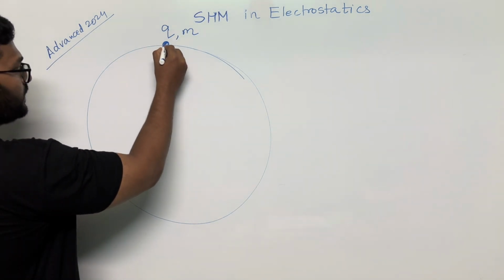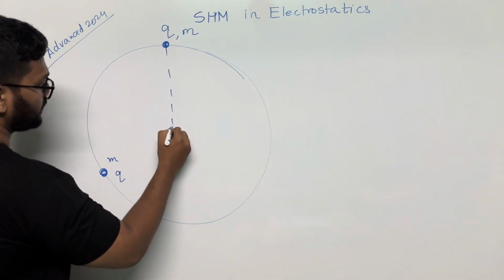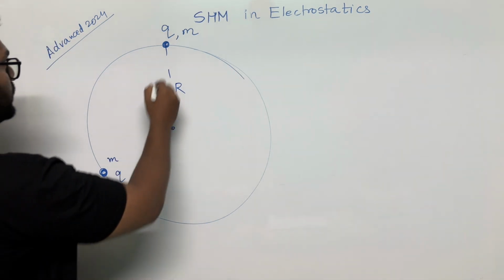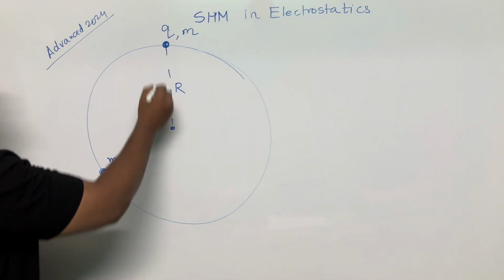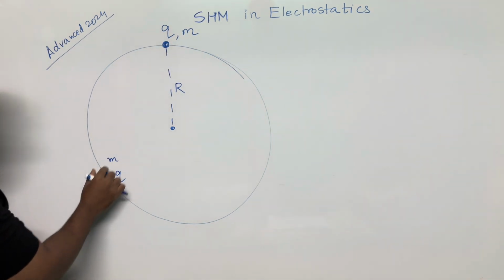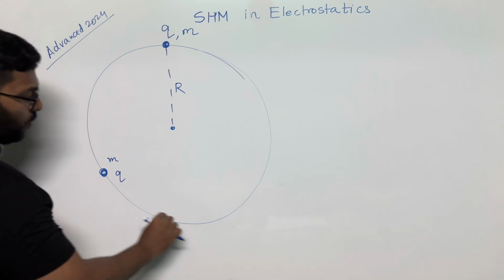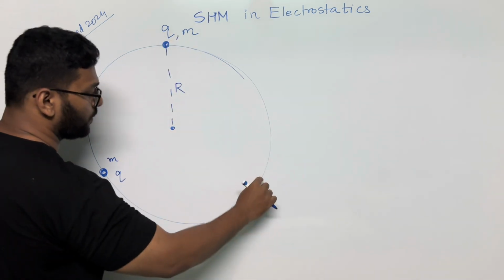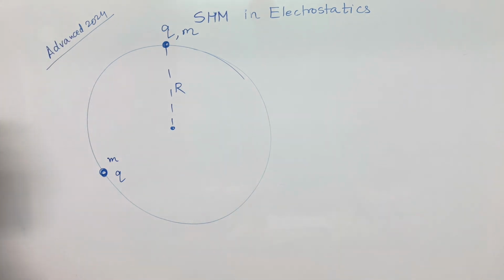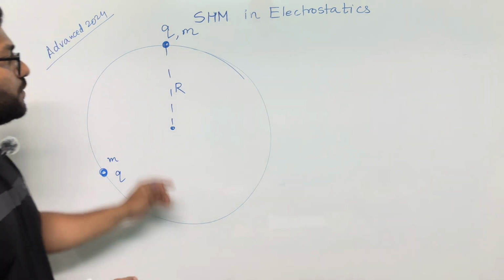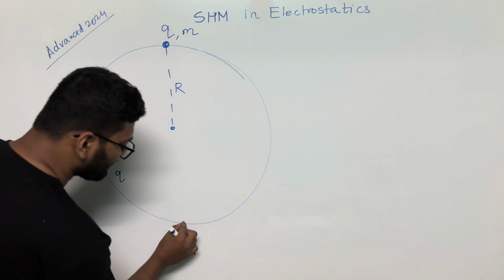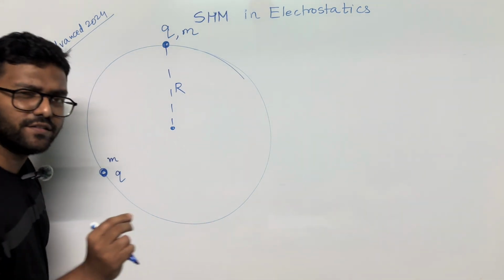The wire has the radius capital R. The first thing you should do is to find out the force that will be applied on this Q. Obviously, this is repelling this, so this will go like this. Again it will repel it from here, again it will go like this, and it will do this motion. It is also given in the question that these are small oscillations. Small oscillations means it is like this here, a very small angle.